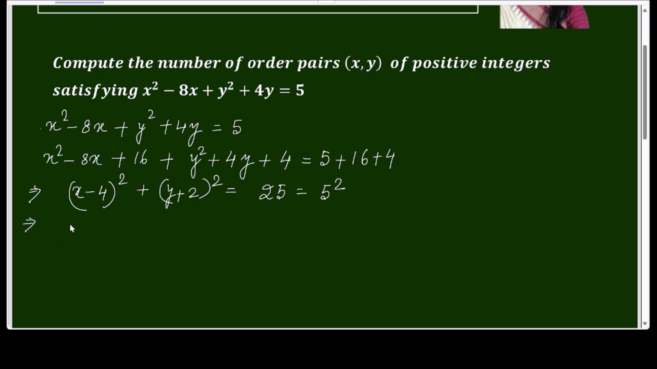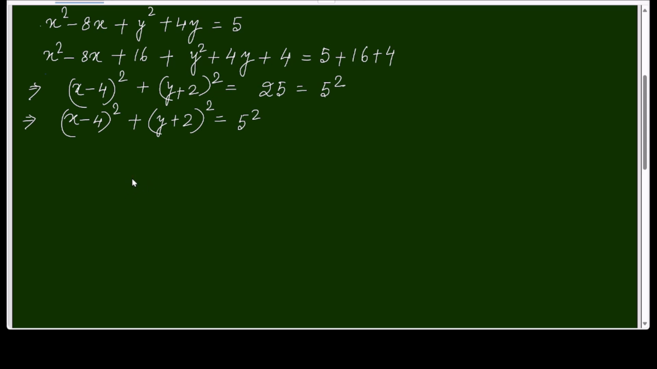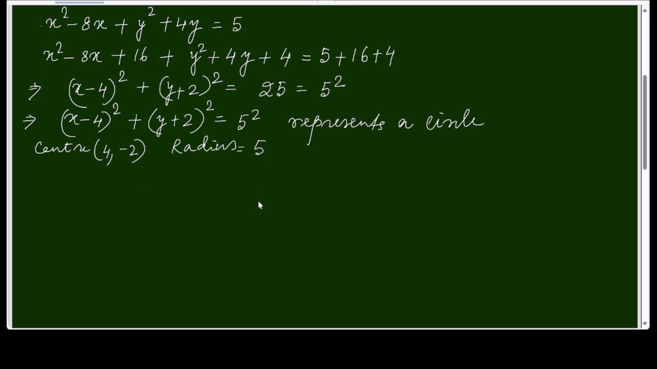So I represented this equation as the equation of a circle. I don't claim that this is the only method to solve this question. You can do it your own way. This is one way of solving. So this represents a circle, and the center is 4, -2 and the radius is 5. We have to find all x, y satisfying this, and x, y are positive numbers.